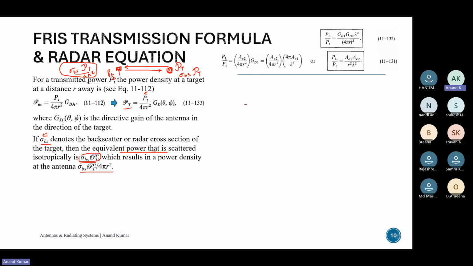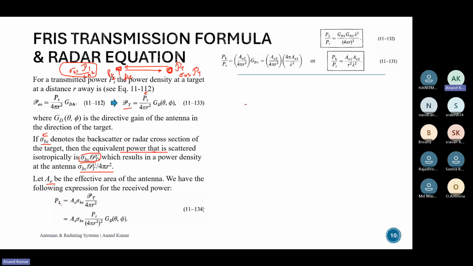Now we can write this expression in terms of the transmitted power. AE is the effective area of this antenna, and PL is the power which is received back over here. AE is the effective area of the antenna, sigma BS is the radar cross section, PT is the transmitted power, and 4 pi r square. Now substituting script PT in terms of the regular PT, we get AE, sigma BS, the transmitted power, the fourth power of the distance of separation, and the directive gain of the antenna.